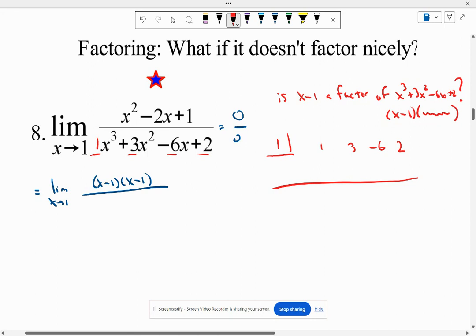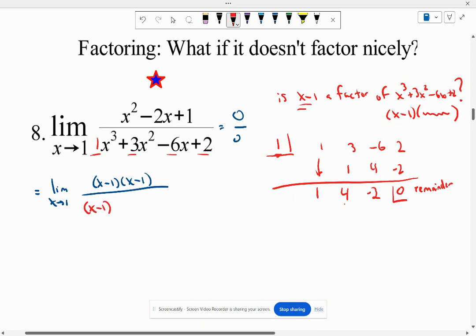If you remember the process from pre-calc, bring down that first number, then multiply 1 times 1 is 1. Then combine these, 3 and 1 make 4. Then multiply again, 1 times 4 is 4. Combine these, we get negative 2. Then multiply 1 times negative 2 is negative 2. Combine these, we get 0. So getting 0, this is our remainder. If you have a remainder of 0, that implies that x minus 1 is indeed a factor.